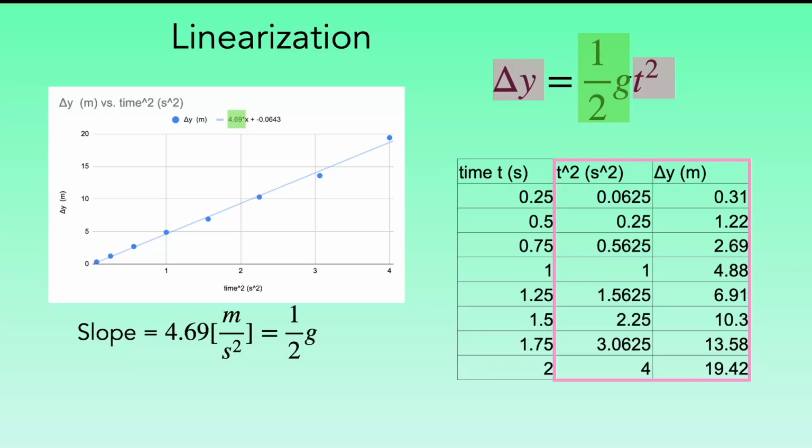So I end up with the slope 4.69 is equal to 1/2 g, right? That's that m in the y equals mx. 1/2 g is equal to the slope that I found, 4.69. So g is equal to 2 times 4.69, which is 9.38 meters per second squared.